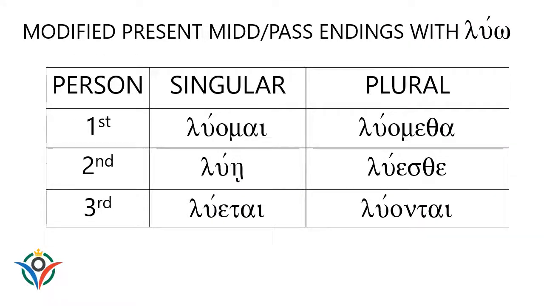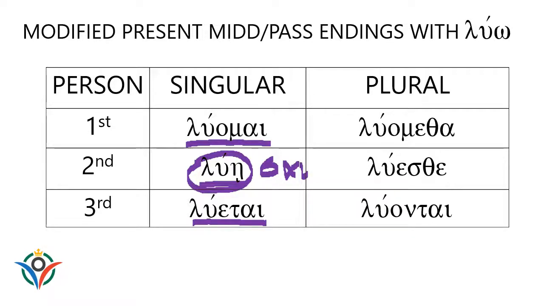Let's summarize the modified present middle passive endings with luo. The first person singular is luomai. Second person singular is luea. Just remember that the true ending is psi, but we are going to learn it as luea, as per the explanation that I gave previously. The third person singular is lueitai. First person plural, luometha. Second person plural, lueisthe. Third person plural, luontai.